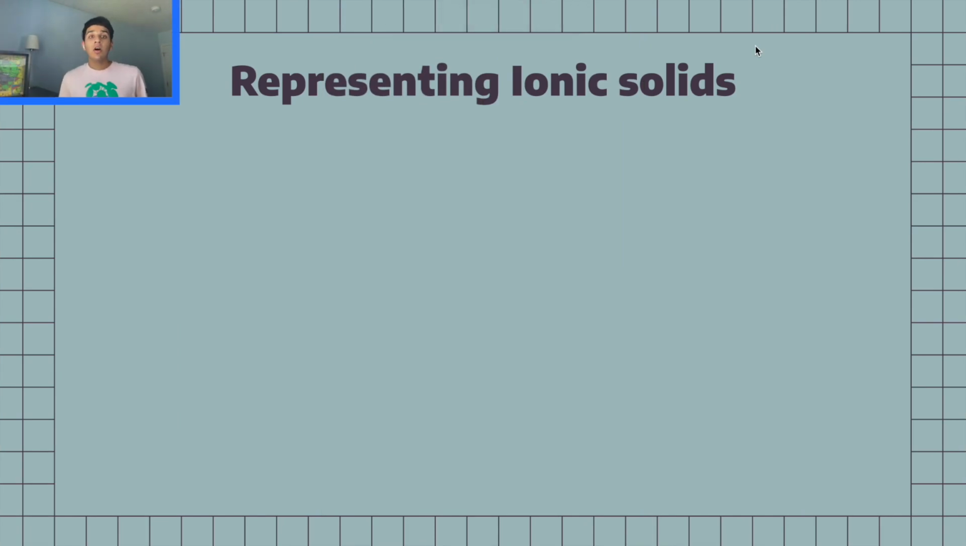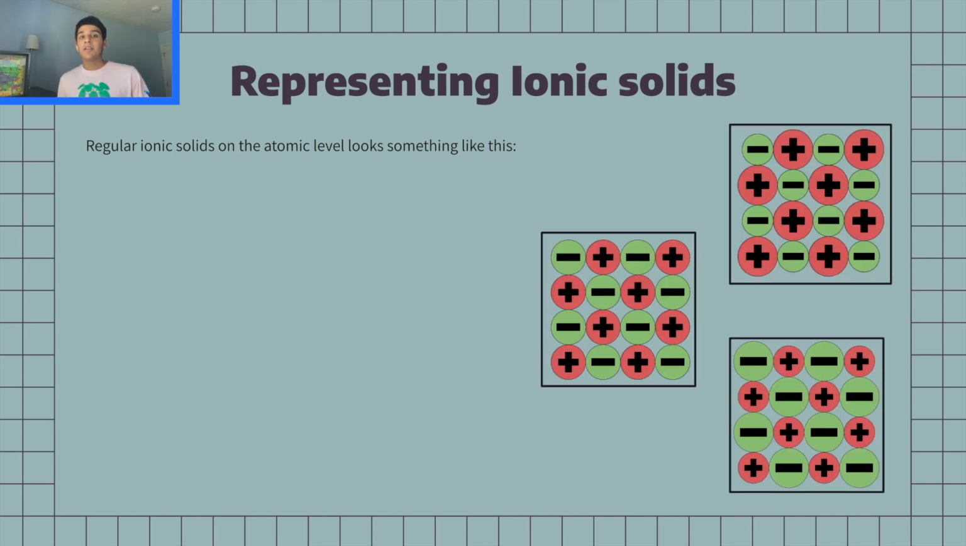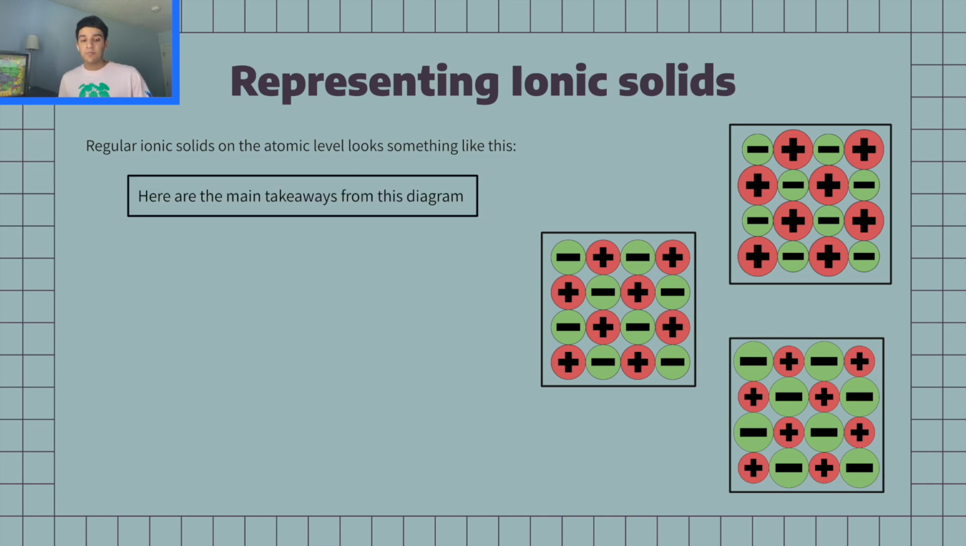Okay guys, moving on, the next part of this video is going to constitute drawing and representing ionic solids. So I've made 3 example diagrams of ionic solids, and I want you guys to just take a look at them, and then we're going to discuss some common themes that we notice across all of them, alright? Okay, so here are the 3 diagrams I made, and here are the main takeaways.